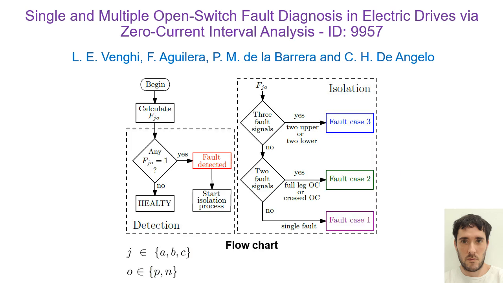The isolation process starts after the fault is detected. This process involves analyzing the activation of the fault signals F, according to the flowchart. The activation of three fault signals indicates a fault in either two upper or two lower switches, which is classified as case 3. If two fault signals are activated, this indicates either a full leg open circuit or a cross fault, which corresponds to case 2. When only one fault signal is activated, it is classified as case 1, indicating a fault in a single switch.